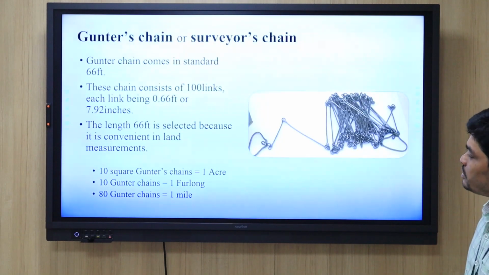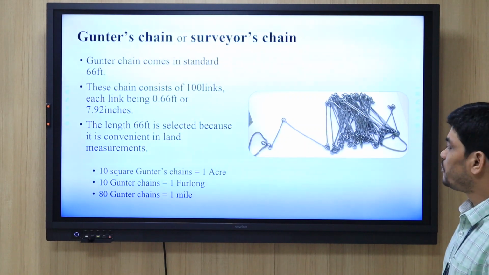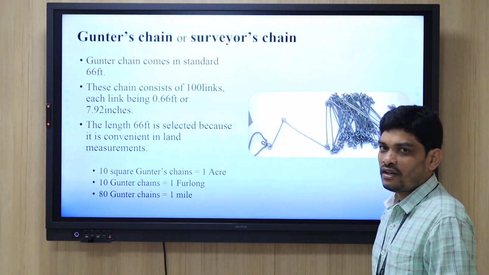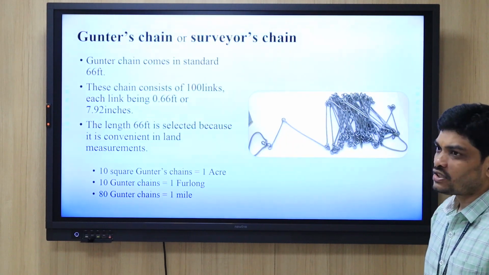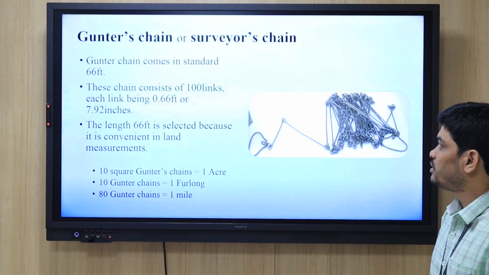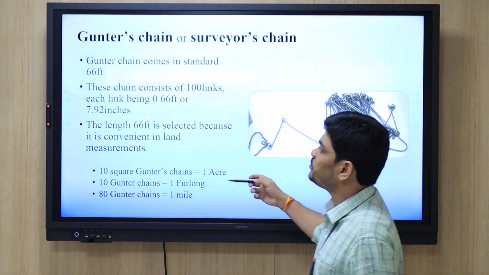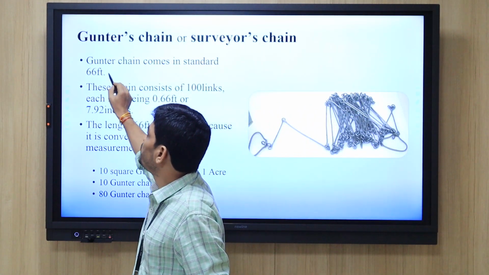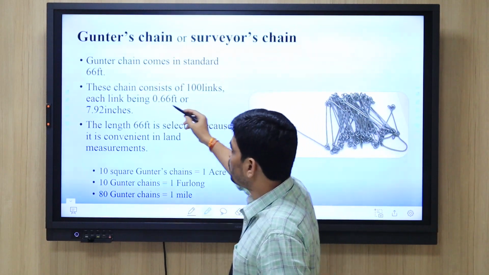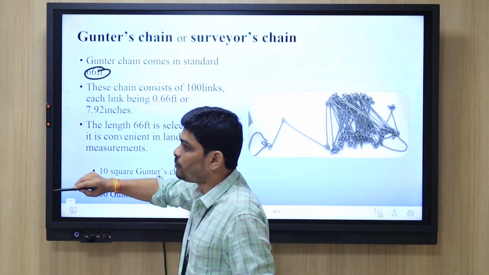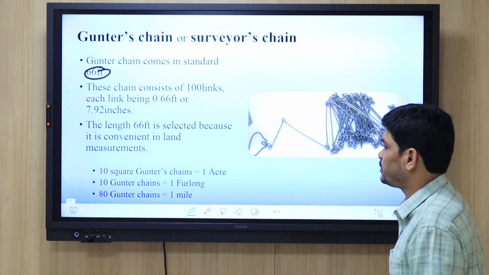Guntur chains. This is also commonly used for land survey. In villages, nowadays people still use this one only. The reason is our unit system is feet, so it matches our unit system. It is in feet, 66 feet. That's why, even nowadays, people are using this Guntur chain or survey chain.